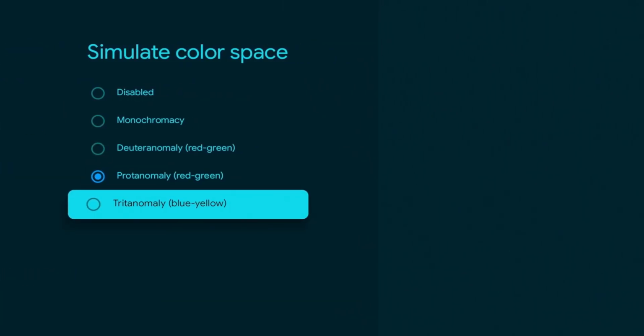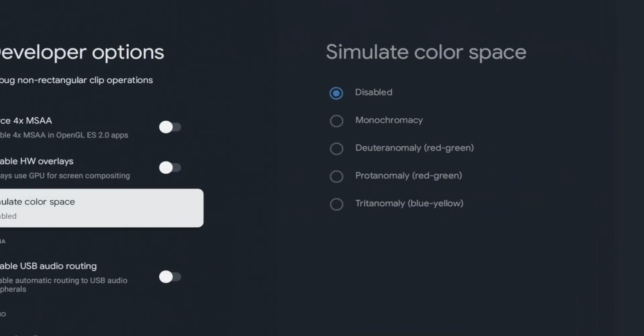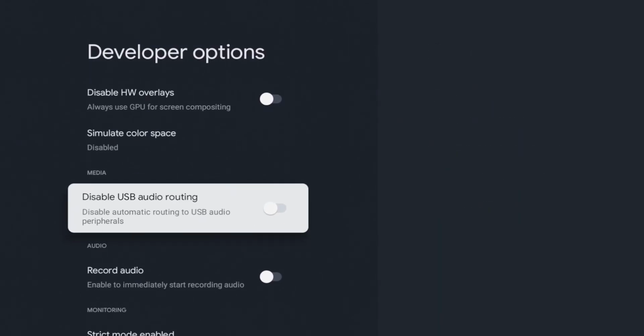Triton normal blue yellow. All right, so safe to say we're going to go ahead and disable that. Disable USB audio routing. This is going to prevent Android from automatically using newly connected USB audio devices such as headphones, adapters, or USB headsets. Might be helpful if you want to plug in a device and offer the audio, but do not actually want to use the audio part.